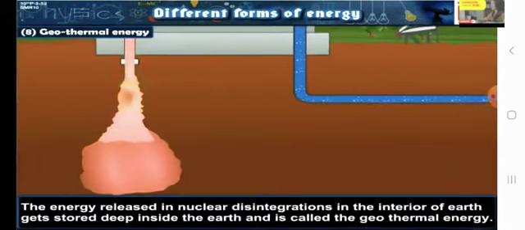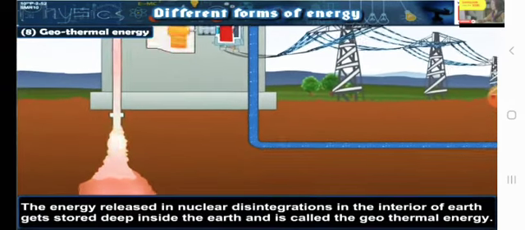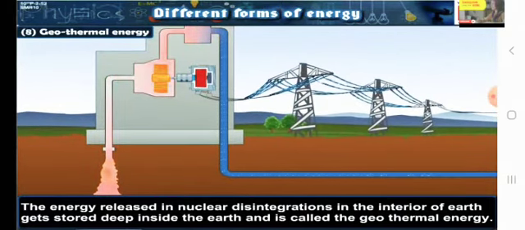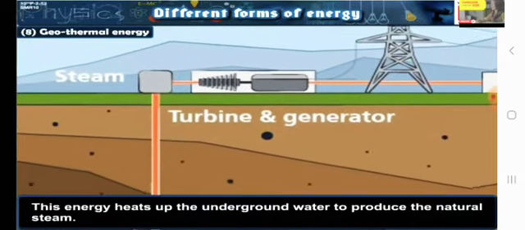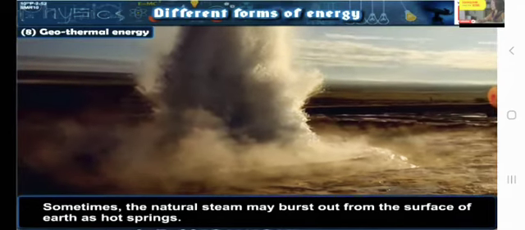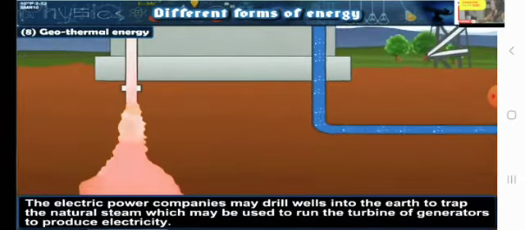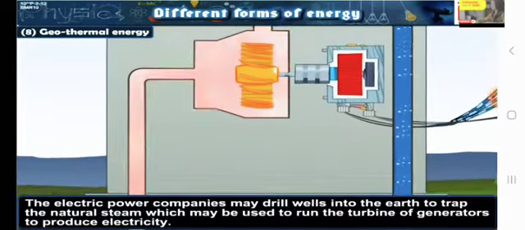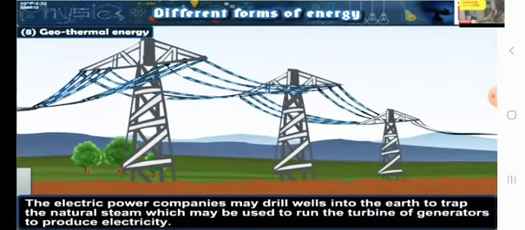Eight, geothermal energy. The energy released in nuclear disintegrations in the interior of Earth gets stored deep inside the Earth and is called the geothermal energy. This energy heats up the underground water to produce the natural steam. Sometimes the natural steam may burst out from the surface of Earth as hot springs. The electric power companies may drill wells into the Earth to trap the natural steam, which may be used to run the turbines of generators to produce electricity.